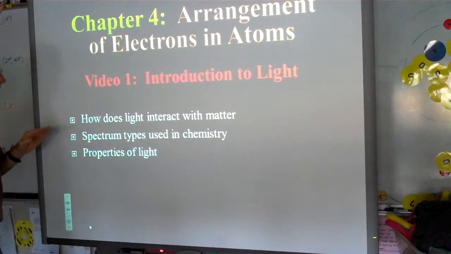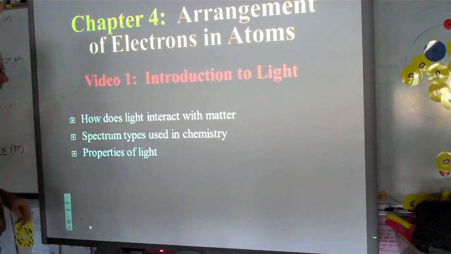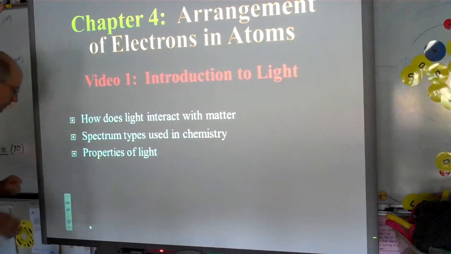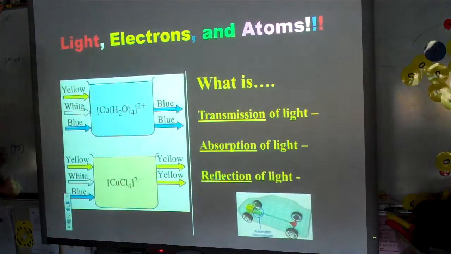We have three objectives today. Number one, how does light interact with matter? Number two, let's look at the spectrum types that we often use in chemistry. And number three, let's think about the properties of light. So, let's get on with this.